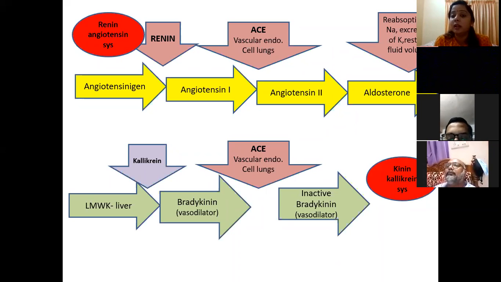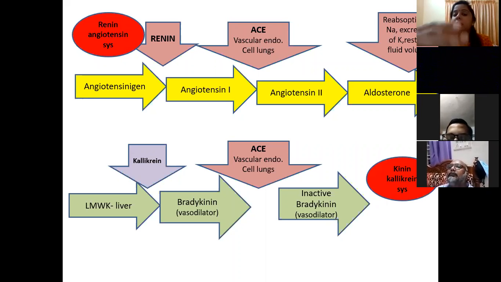This angiotensin converting enzyme inhibitor. So once it is inhibited, bradykinin won't be converted to inactive bradykinin. A lot of bradykinin will accumulate, which will result in excess action because of the bradykinin. What are the actions? We'll see in the next slide.